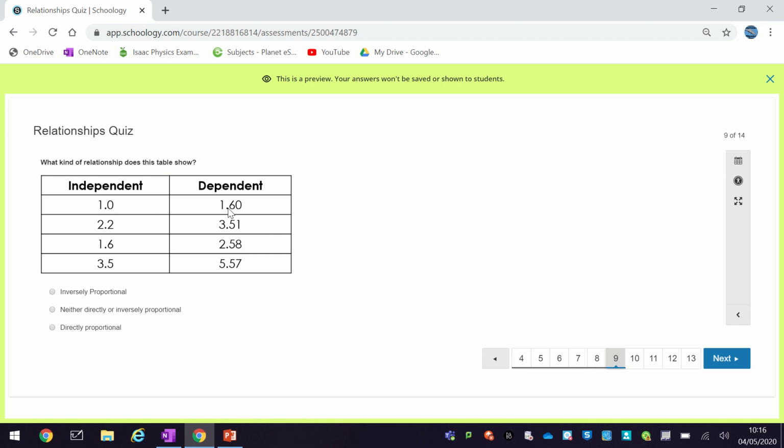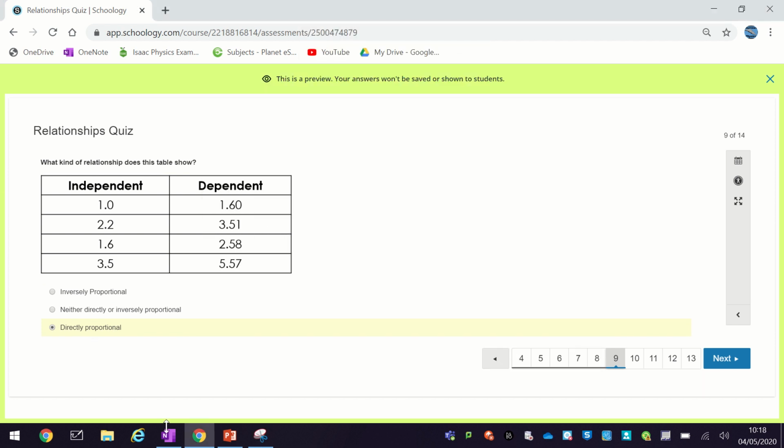What we're going to do is I'm going to do the dependent divided by the independent. So 1.6 divided by 1. I'm going to do 3.51 divided by 2.2, 2.58 divided by 1.6, and 5.57 divided by 3.5. And when I do that, I get pretty much the same value every time.